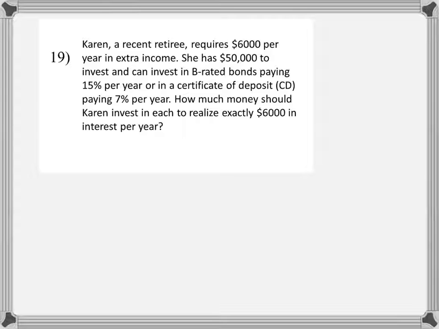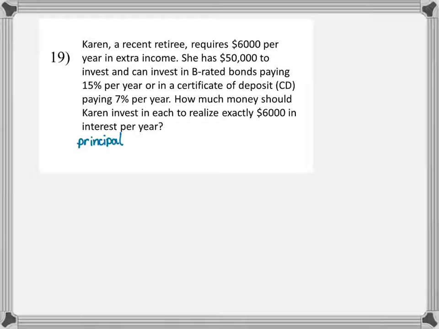So our first problem: Karen, a recent retiree, requires $6,000 per year in extra income. She has $50,000 to invest and can invest in B-rated bonds paying 15% per year or in a certificate of deposit, a CD, paying 7% per year. How much money should Karen invest in each to realize exactly $6,000 in interest per year?